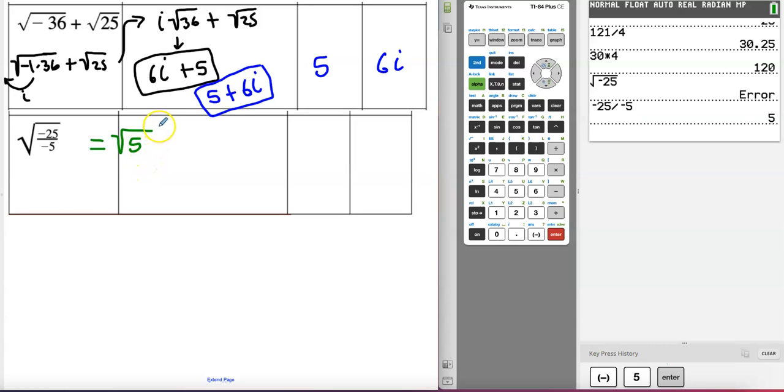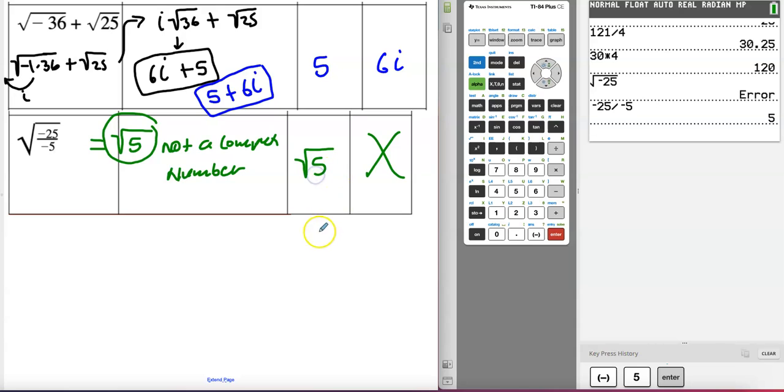Absolutely not. Okay, so therefore, this is not a complex number, because it doesn't have an i attached to it. So therefore, it doesn't have an imaginary part, but it does have a real part, and the real part is the square root of 5.